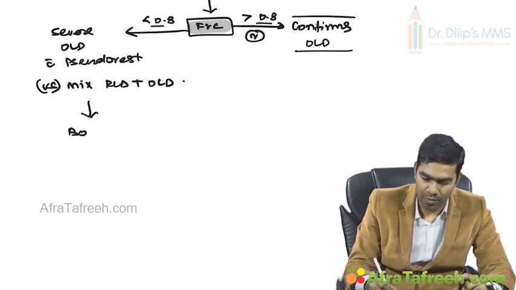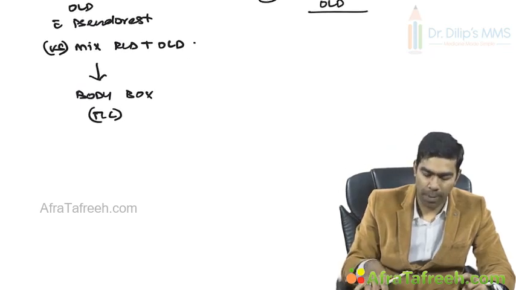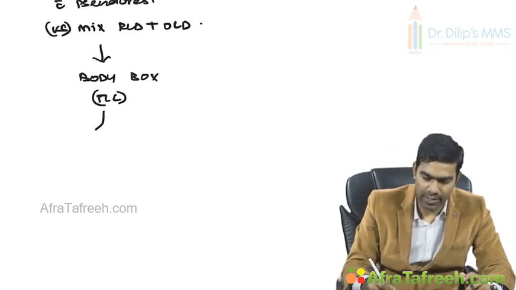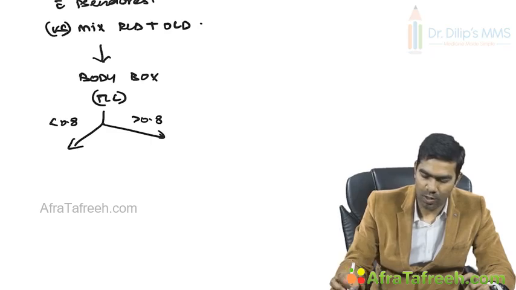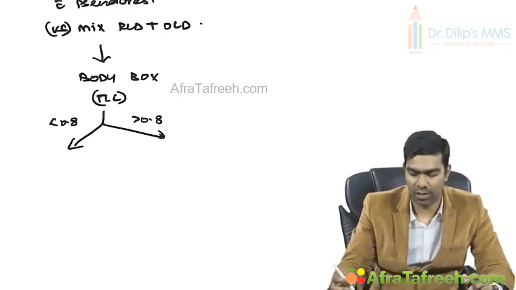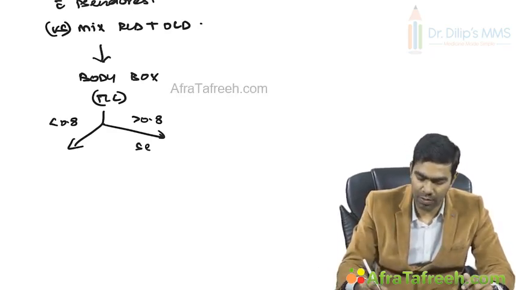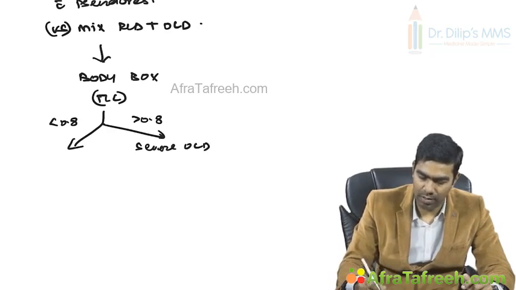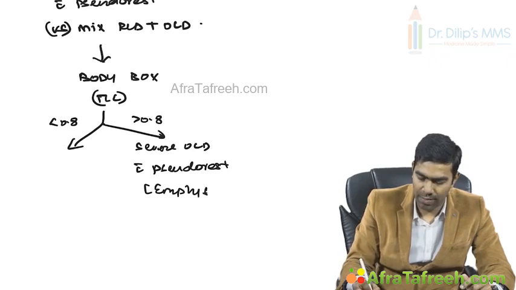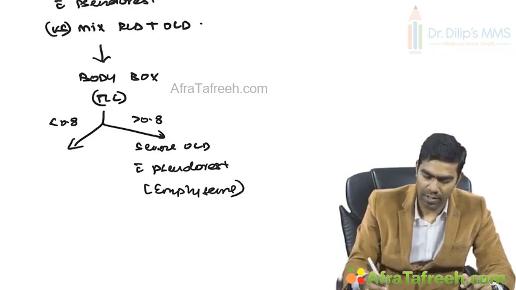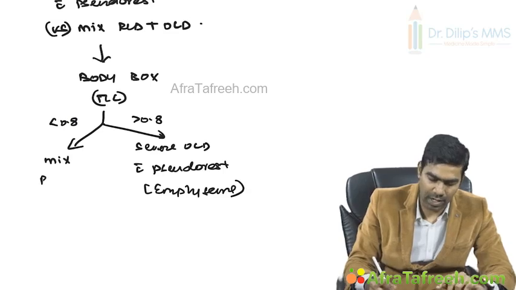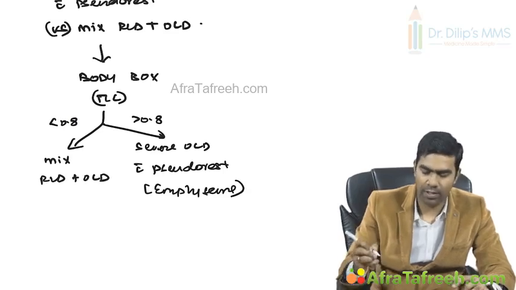I told you how to differentiate this: put into a body box and find out the TLC. When you do the TLC, again whether it is less than 0.8 or more than 0.8. If the TLC is high, more than 80%, it's hyperinflation, which means it's suggestive of a severe OLD with pseudo restriction, very likely. And this usually happens in a disease called emphysema. If it's less than 0.8, usually it indicates a mixed RLD and an OLD. Clear?